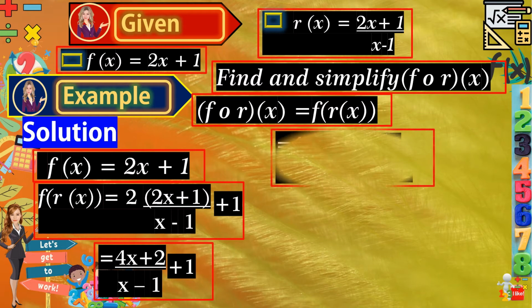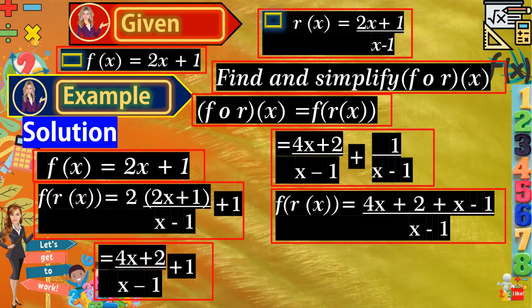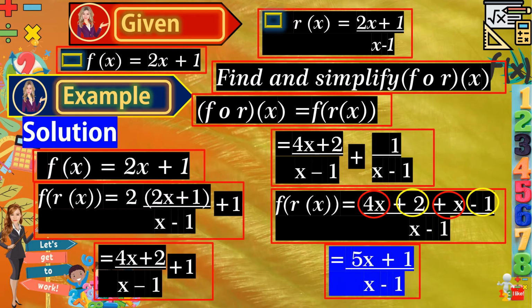We need to apply here the rules in solving rational equation. You need to get the LCD, then simplify. So our LCD here is x minus 1. If you simplify it, it will yield 4x plus 2 plus x minus 1 over x minus 1. Combining like terms, 4x plus x, that is 5x. And for the constant term, 2 minus 1 equals 1. So our final answer here is 5x plus 1 over x minus 1.